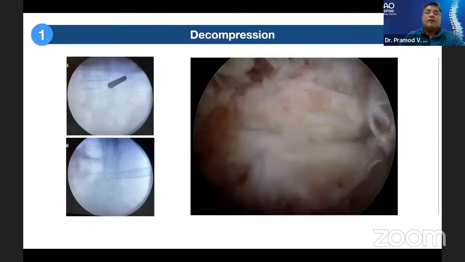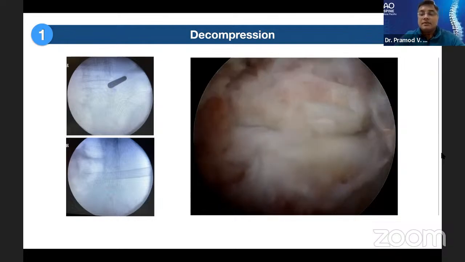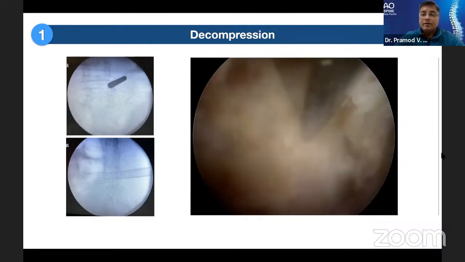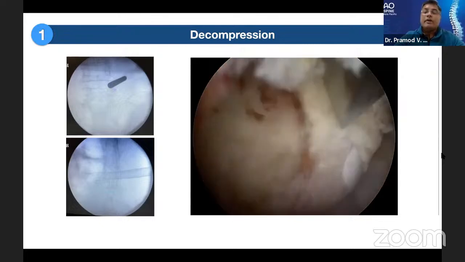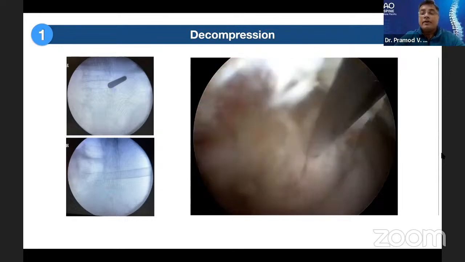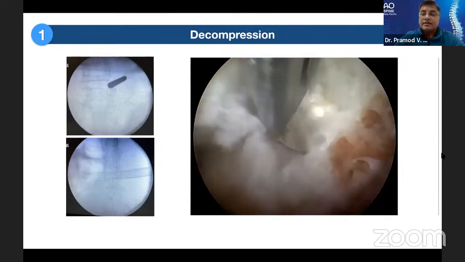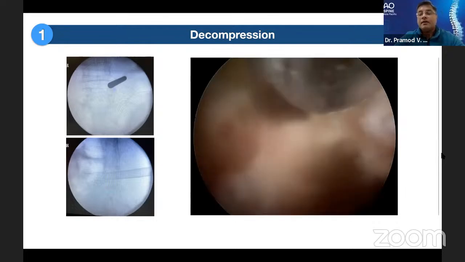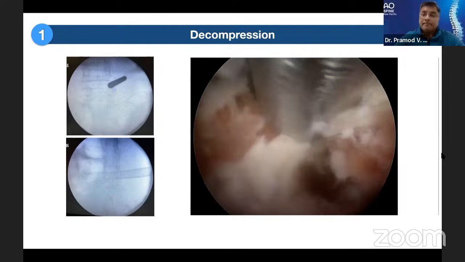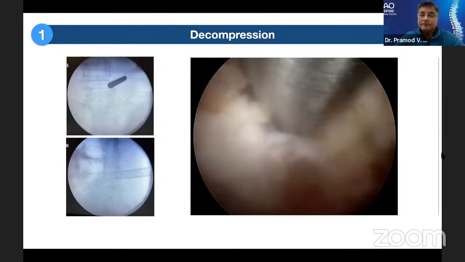So I've done a transfacet approach in this case. The first step is always decompression. You land on the facet. This is the facet joint which you can see, and once that is visible, you separate it out from the rest of the things. This is the osteotome being used to cut the bone. You create space. This is the resection of the superior lamina. I keep resecting laterally towards the pars. This is the pars which is being cut with a Kerrison punch.